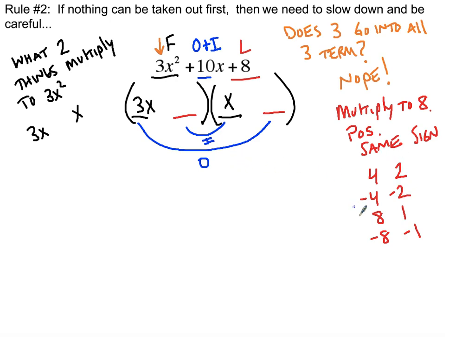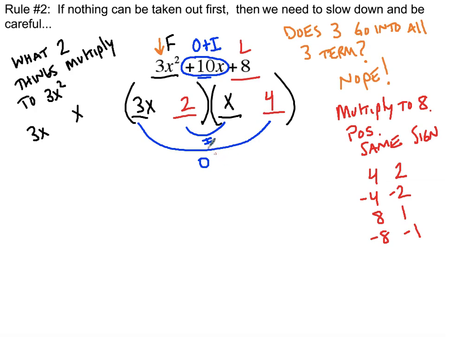I need to put these red numbers in these red slots, but I have to check my outsides and my insides to make sure that I get a 10x. So for example, let's say that I'm going to put the 4 here and the 2 here. See, this combination of 4 and 2, it's going to matter now whether I put the 4 in the first slot or the 4 in the second slot.